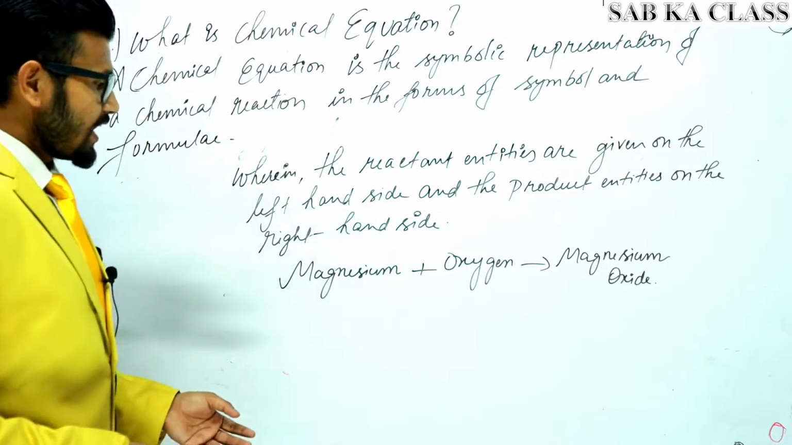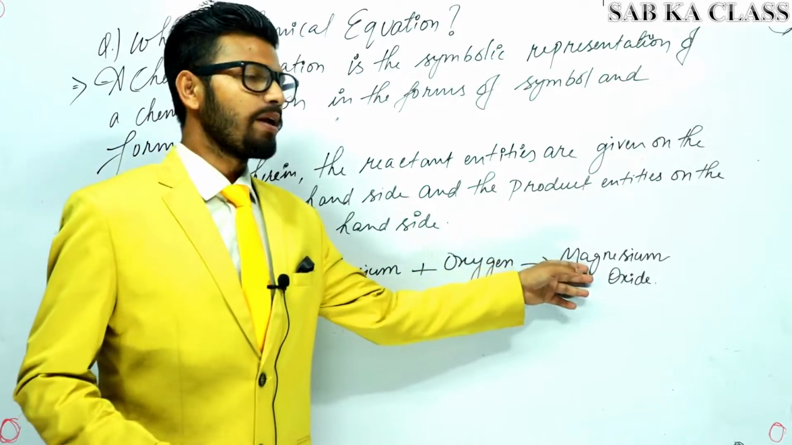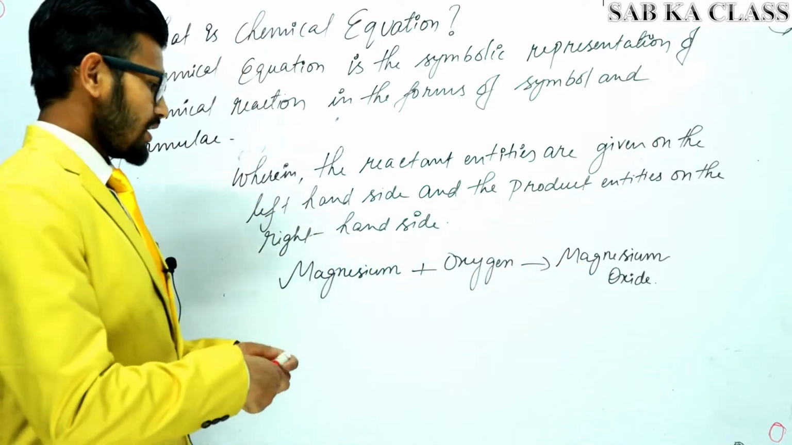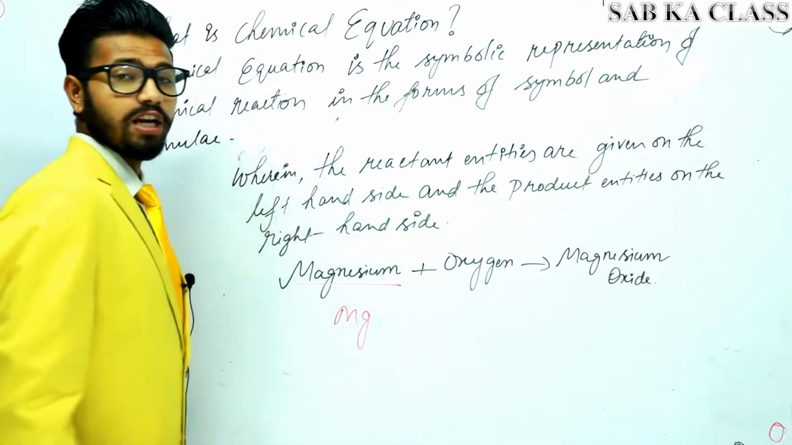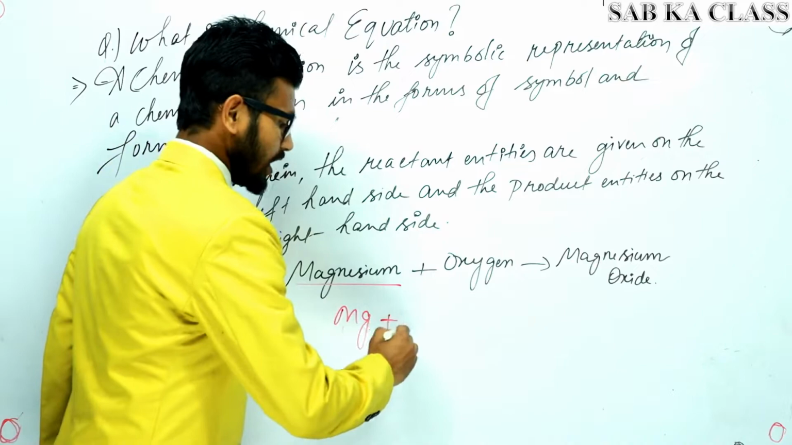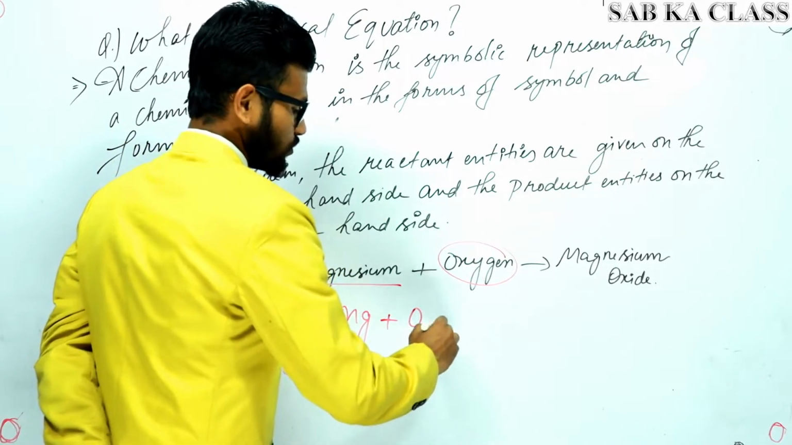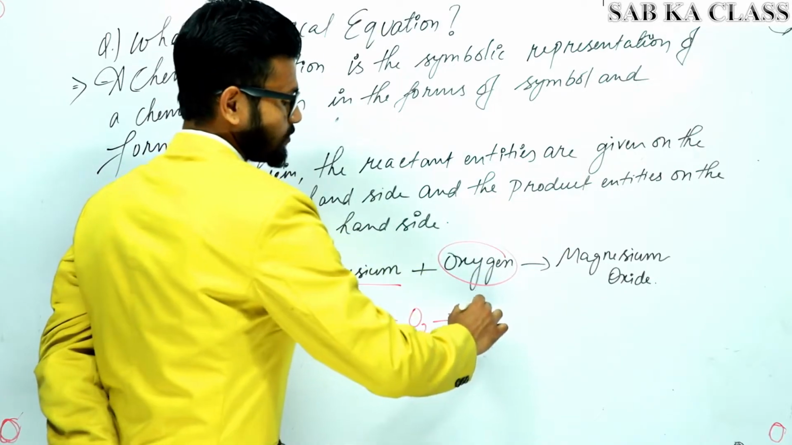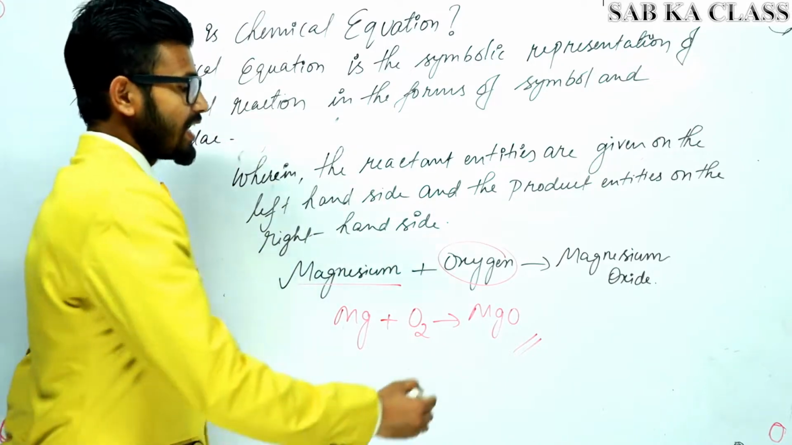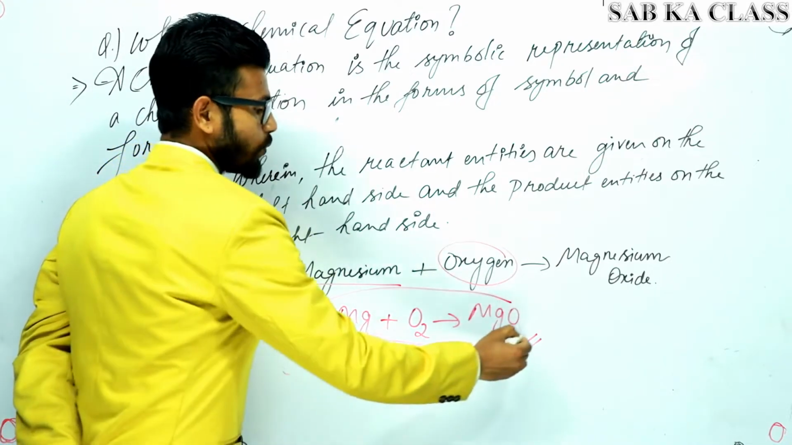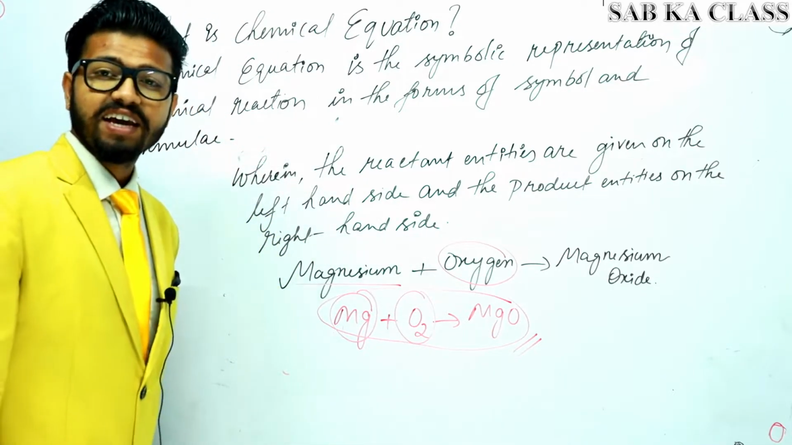For example, here is magnesium. When magnesium combines with oxygen, it produces magnesium oxide. What is the short form of magnesium? It is Mg. Mg stands for magnesium. Plus, what is the symbol for oxygen? That is O, oxygen gas, O2. What does it give? Magnesium oxide, MgO. The final resultant will be MgO. Such representation of a reaction with the help of symbols and formulas is called a chemical equation.